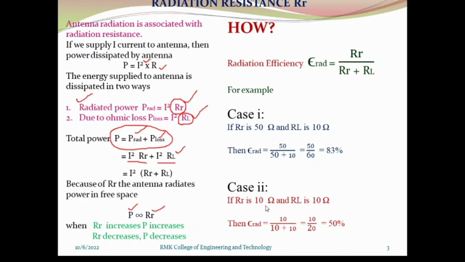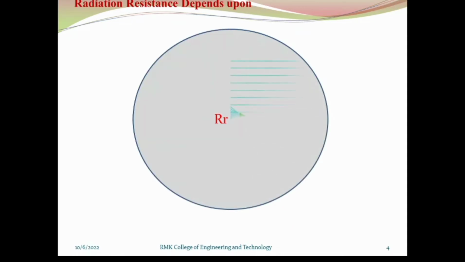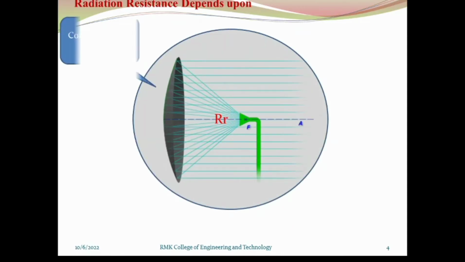So from these two cases, we can understand that if the radiation resistance is higher, then we will get very high efficiency of transmission. So efficiency is improved. But at the same time, if RR is reduced, the efficiency of transmission is reduced. So we can conclude that radiation resistance is a very important factor for dissipating the power in free space. Clear? Okay. So now, what are the various factors on which RR depends?